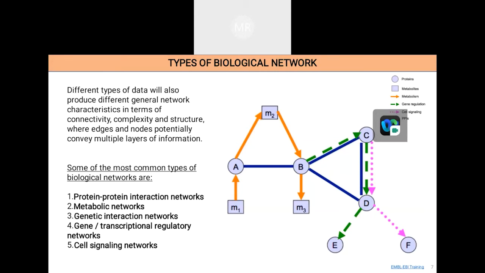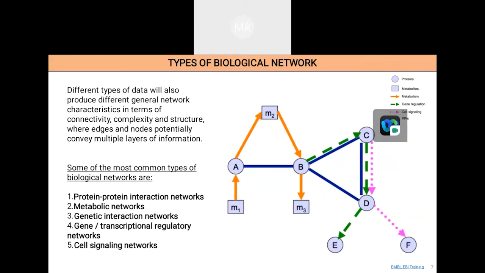Some of the important common types of biological networks are protein-protein interaction networks, metabolic networks, genetic interaction networks, gene transcriptional networks, regulatory networks, and cell signaling networks. In this figure, you can see that A, B, C, D, E, F are the circular nodes. The square boxes represent the metabolites.